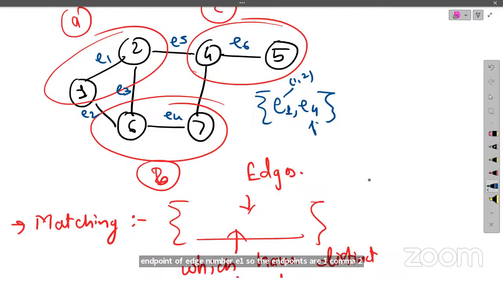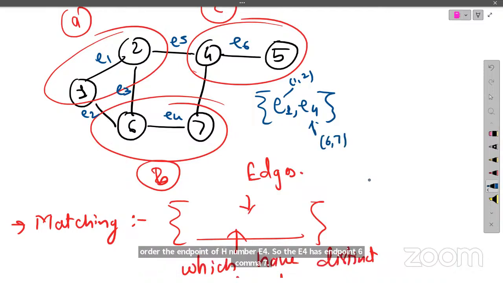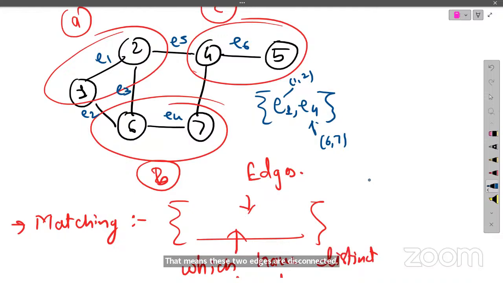So E4 has endpoints 6 and 7. That means these two edges are disjoint, disconnected. They are not sharing any common vertex. So such a collection is known to be a matching. Now, this particular allocation is an example of a perfect matching.